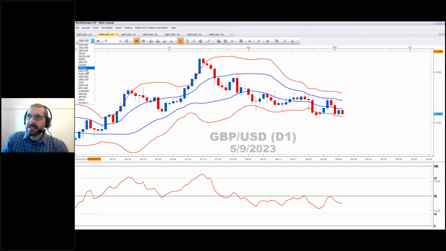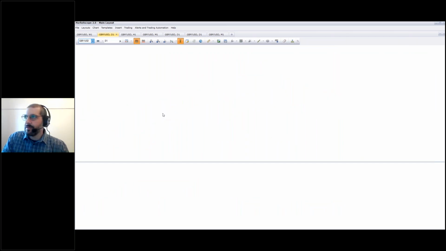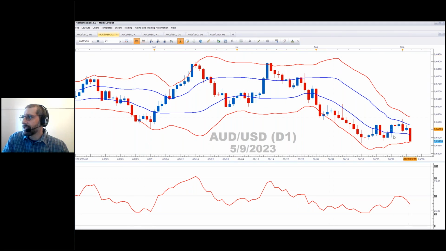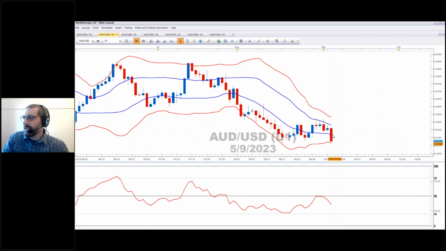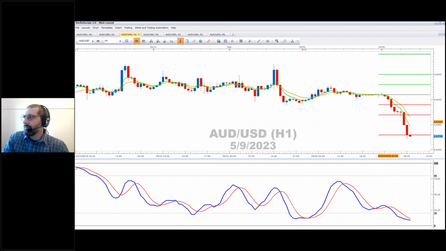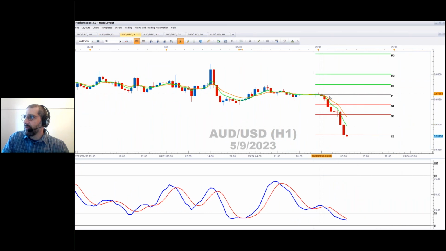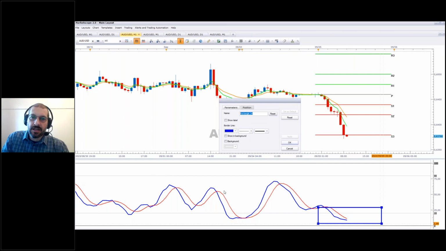I'll look at the Aussie. The Reserve Bank of Australia held rates overnight. You can just see that the Aussie's just capitulating. It's dropping all the way into zone 3. If you take a look at an hourly, it's really showing a big movement down to S3, and the stochastic is in the lower quintile.